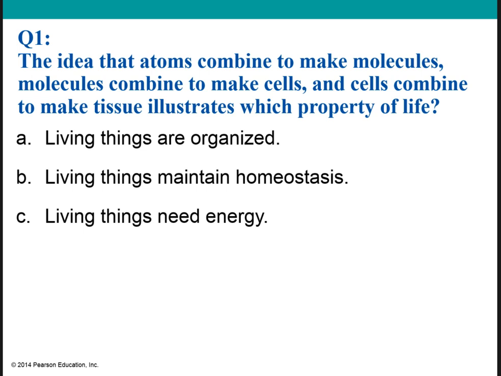Let's take a moment and review. Please read the question and jot down the correct answer, as you will be expected to input this answer in a lecture quiz through Blackboard. Question 1. The idea that atoms combine to make molecules, molecules combine to make cells, and cells combine to make tissue illustrates which property of life? Living things are organized. Living things maintain homeostasis. Living things need energy. Choose the correct answer.